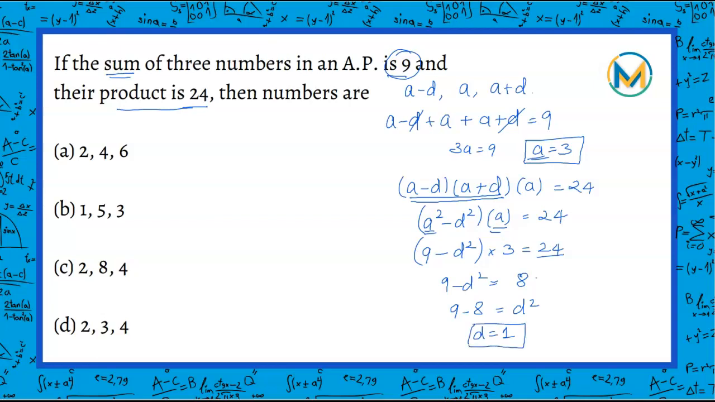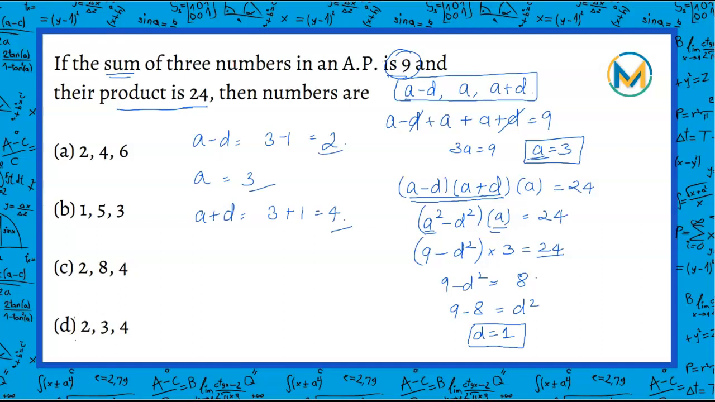So now we'll just substitute in the numbers that we have assumed, which are in AP. So I have A minus D, which is 3 minus 1, which becomes 2. Then I have A, which is 3. Then I have A plus D, which is 3 plus 1, which is 4. So my numbers are 2, 3, 4. That's option D, the correct answer, 2, 3, 4.